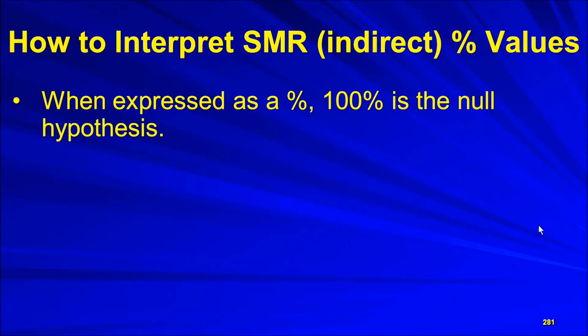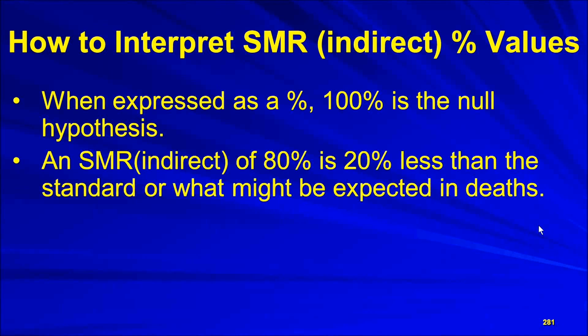Okay, how to interpret. When we get a percentage from the indirect method, 100% is a null hypothesis. This means everything is even. And I'll show you what I mean by that. In the SMR indirect of 80%, it's less than 100% by 20%, right? Less than the standard or what might be expected in deaths.